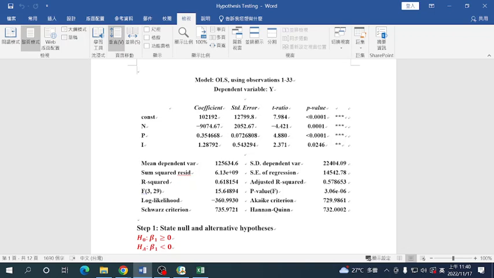Okay, let's go back to the example we just worked on with the iPod. Do the overall test. Do the hypothesis testing for the overall test.